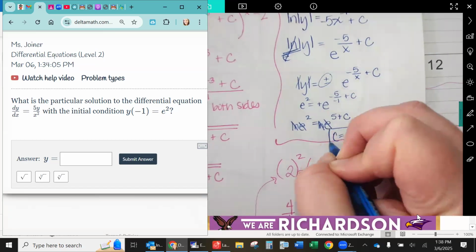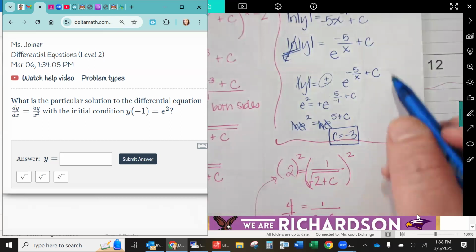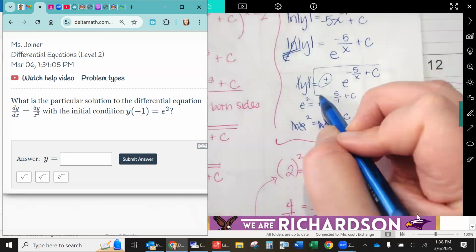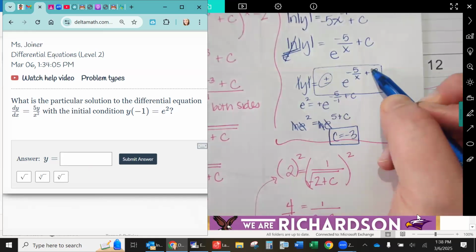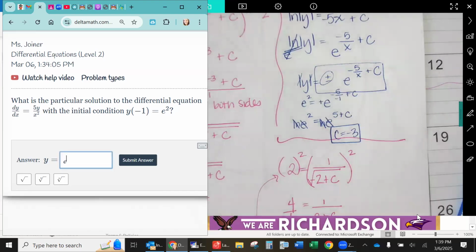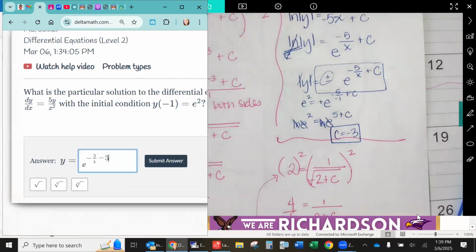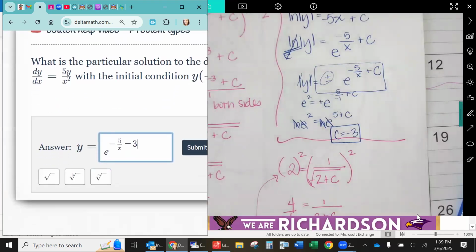Negative 3. Very good. Okay, so in your computer, you're going to type this in right here, but you're going to change this c out to a negative 3. Now, for the plus or minus in the front, remember that we chose the positive. You wouldn't have to put the plus, but it would go there. So e to the negative 5 over x minus 3. Okay, just like that. E to the negative 5 over x, and then your c is a minus.